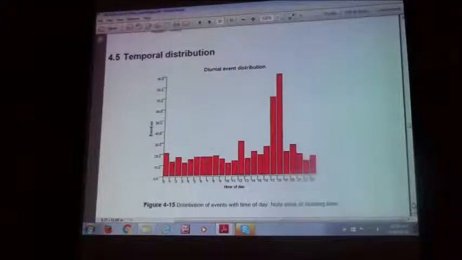When do they happen? As I said earlier, this is the time of day and the number of events. You'll see in this particular mine a very strong peak in your number of events between 5 and 6 in the afternoon. That's because your blasting time would normally be between 5 and 6. So that's the time when you trigger off most of your seismic activity.